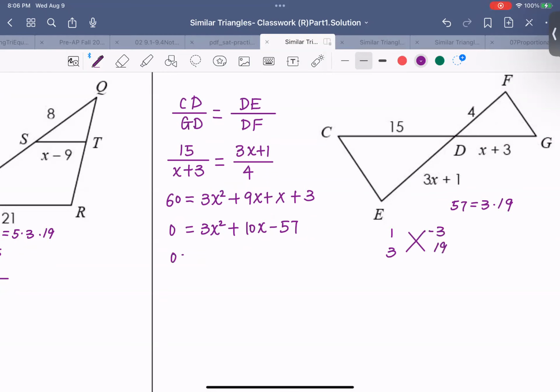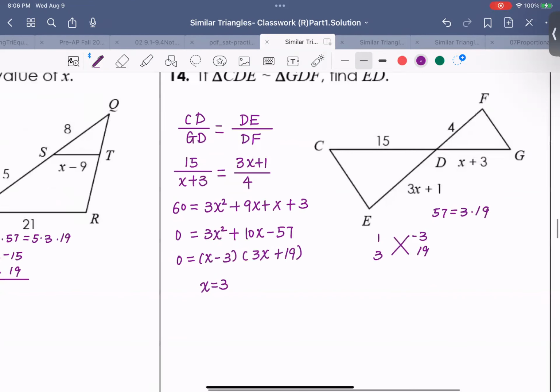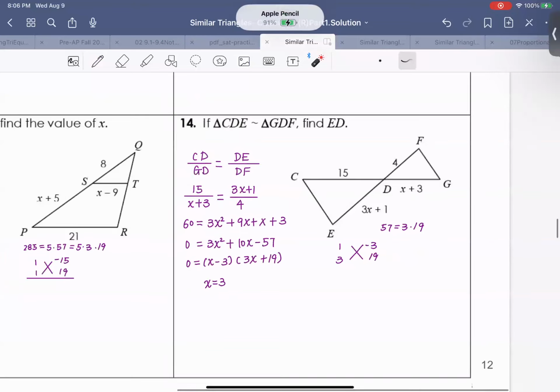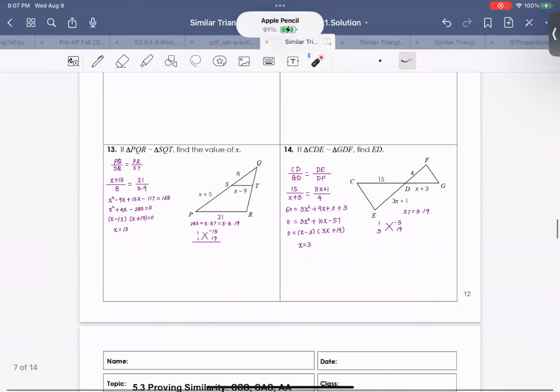Good. So 0 equals x minus 3 times 3x plus 19. So you have x equals 3. All right? You want to try negative? Nope. Because you have 3x equals 19, then this is negative 19 plus 1. That's going to make this negative. We cannot choose this. We only choose this. Okay? That's pretty good. Yay, that's 13 and 14.